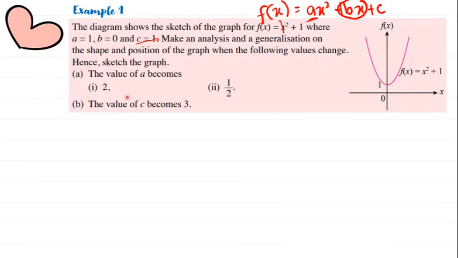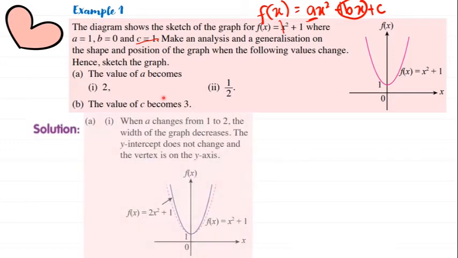The value of A becomes 2. So from 1, it becomes 2. The value increases. What happens to the shape? And A becomes 1 over 2 from 1, so it becomes smaller. What will happen? And lastly, since B is equal to 0, we observe C. The value of C becomes 3. What happens if the value of C increases? So let's observe the solution.